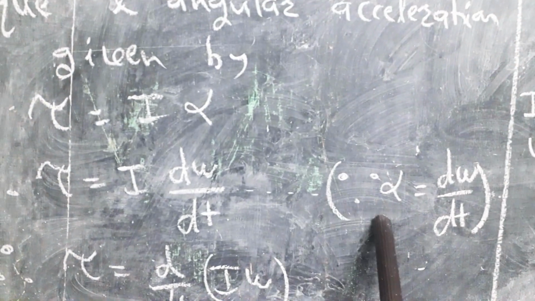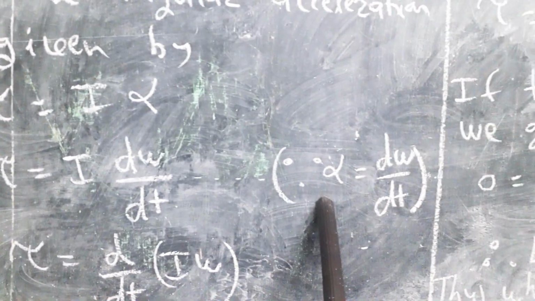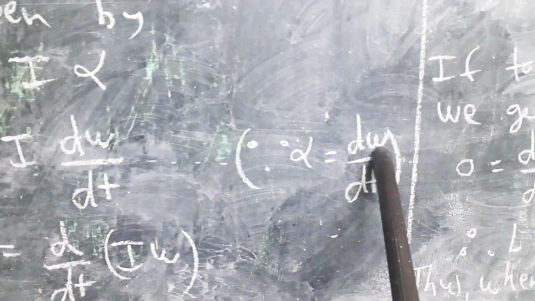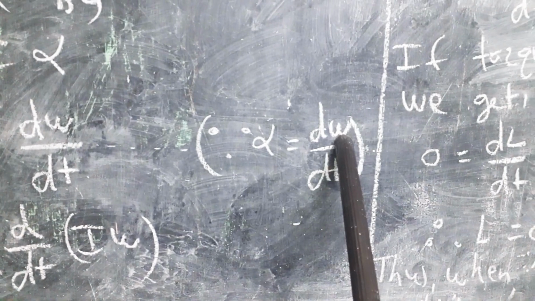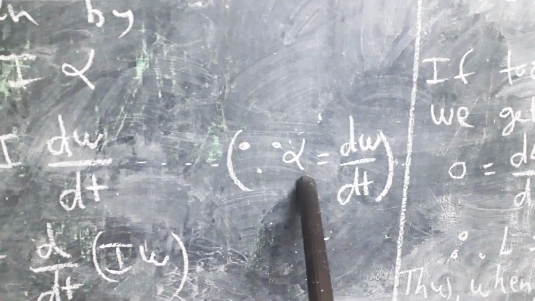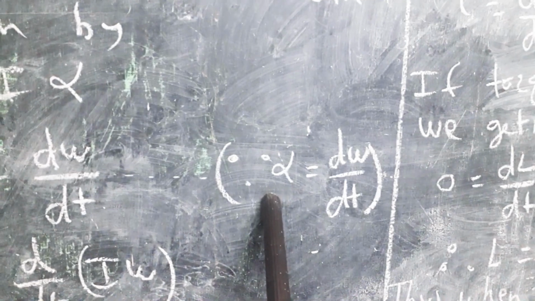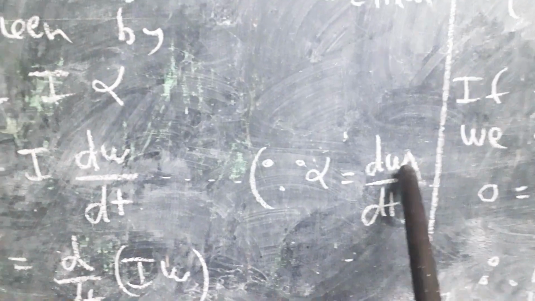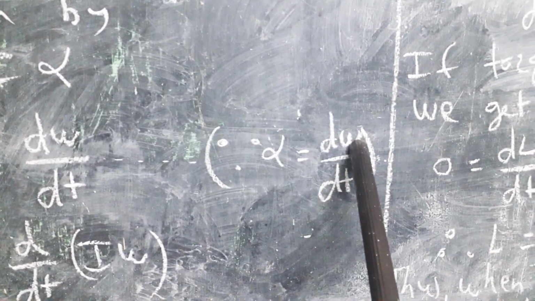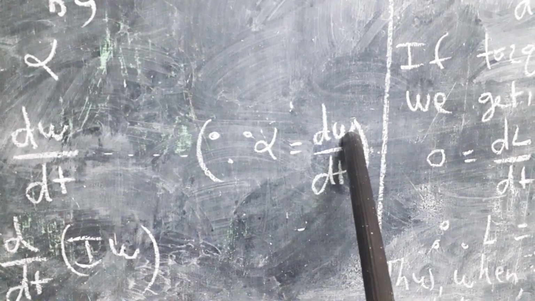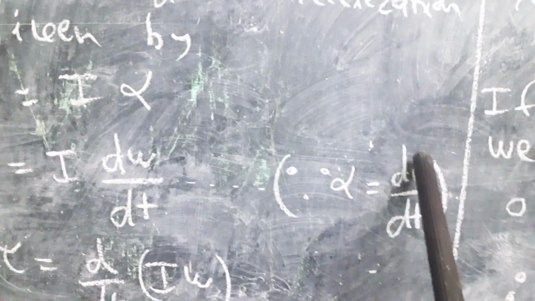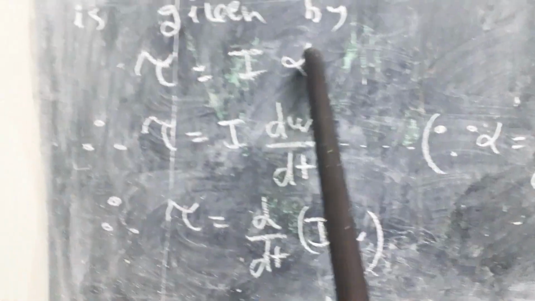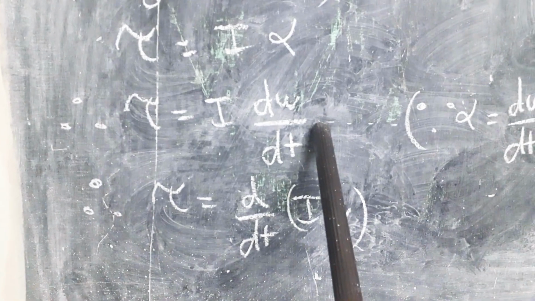Why? Because alpha is nothing but acceleration. That means in rotational motion, this acceleration is given by the rate of change of angular velocity, just like acceleration a in linear motion is given by dv upon dt. Here in rotational motion we use the symbol alpha, and omega indicates velocity in rotational motion, that means angular velocity. So in place of alpha we can write d omega upon dt.